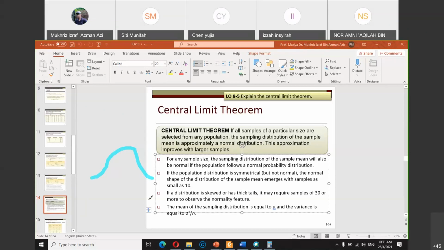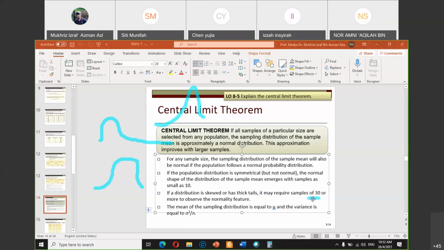And if the distribution is skewed, as you learned about skewness in earlier chapters, it can be positively skewed or negatively skewed. If your distribution is skewed, then a higher sample size, or at least 30, will make the shape of the distribution become normal. For example, if your distribution is positively skewed, in order to make it become a normal distribution, you need to increase the sample size. The same goes for a negatively skewed distribution: you need a bigger sample size, at least 30.